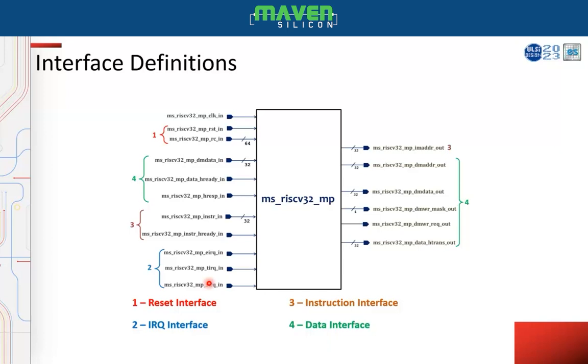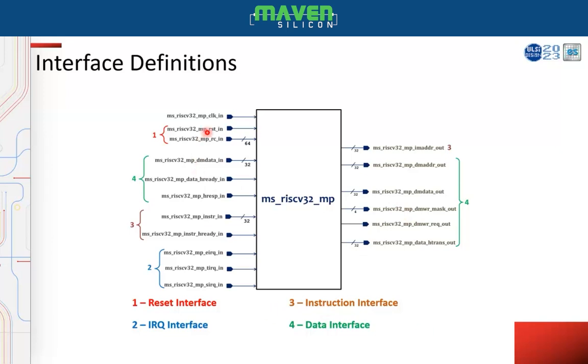Now let me show you which signals will be a part of which interface. The signals EIRQ, TIRQ and SIRQ are responsible for interrupts, so they will be within the interrupts interface. Similarly, all the remaining signals like DM address output, DM data output, mask out, request out, H trans out and data in, H ready in, H response in are part of load and store instructions. So they will be a part of the data interface.